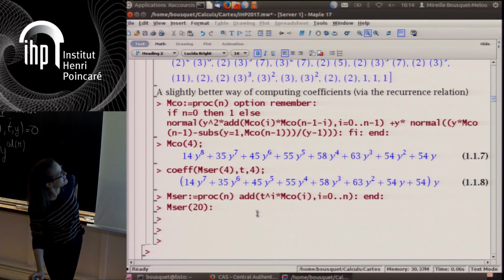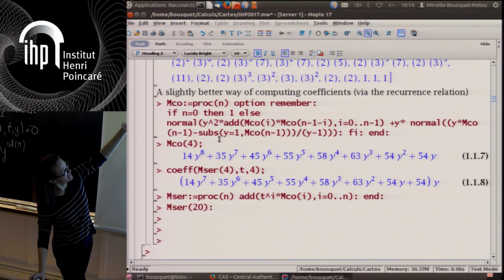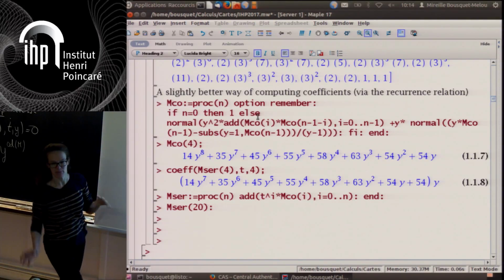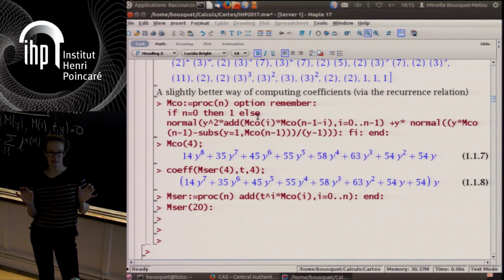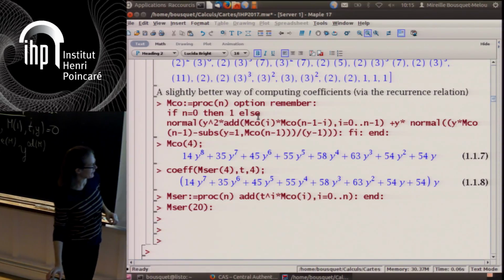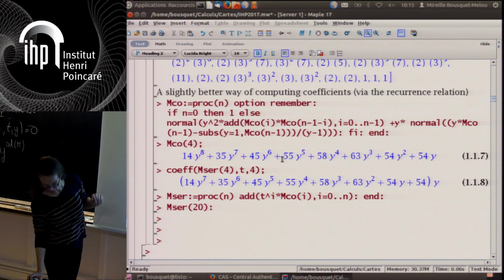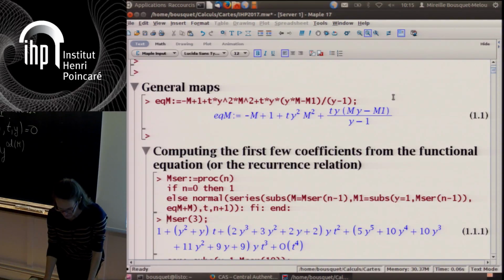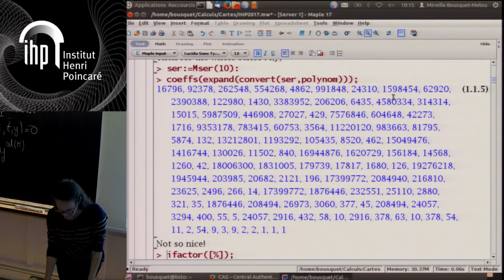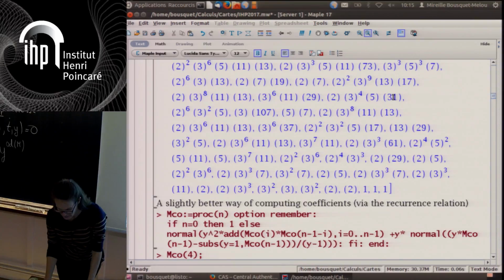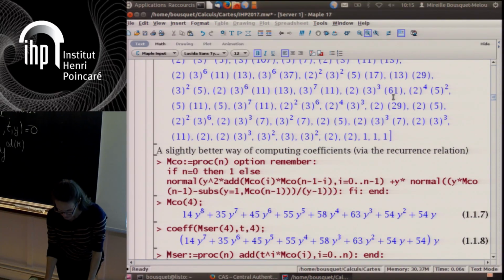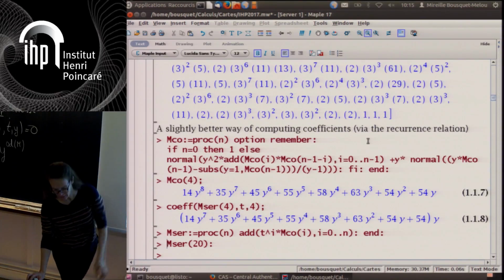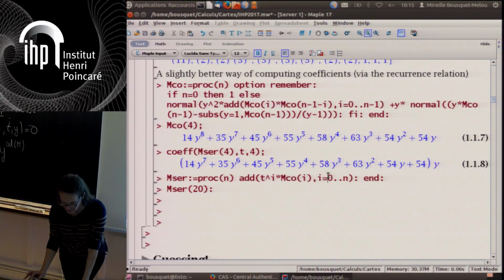Okay, so now that's a slightly better way of computing these coefficients. So mco is the coefficient of t to the n in my series. And here I'm just implementing the recurrence relation which underlies my functional equation. It is either I glue two maps and add a bridge, or I add an edge that creates a new face. So this goes a bit faster, of course, much faster. So my new series M ser now, I'm building the series coefficient by coefficient.